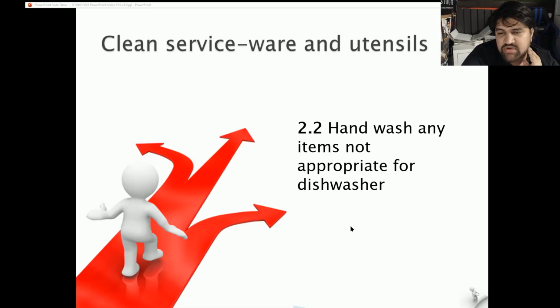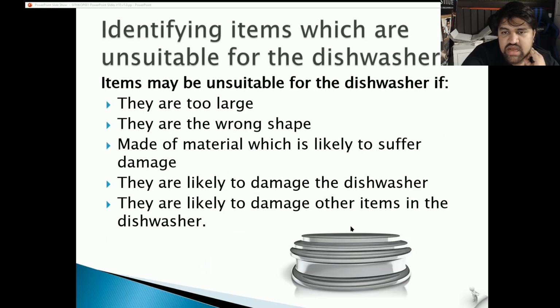2.2, hand wash any items not appropriate for dishwashers. Identifying items which are unsuitable for the dishwasher. It may be unsuitable for the dishwasher if they are too large, they are the wrong shape, made of material which is likely to suffer damage, they are likely to damage the dishwasher, they are also likely to damage other items in the dishwasher.